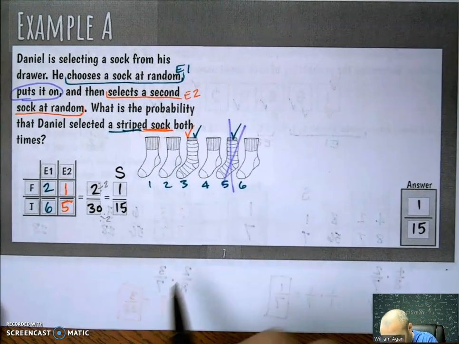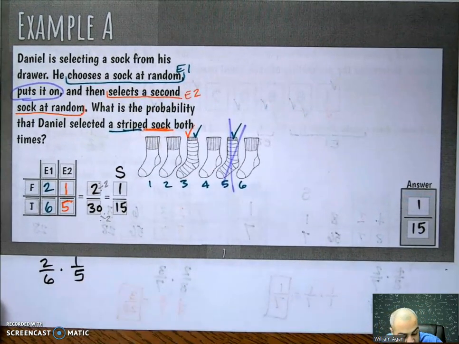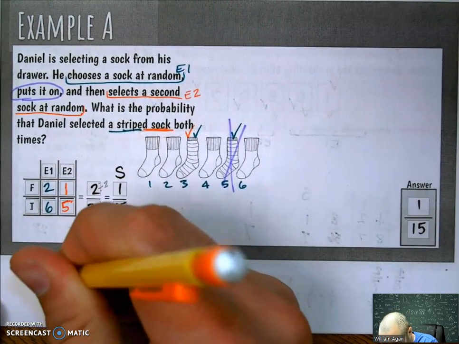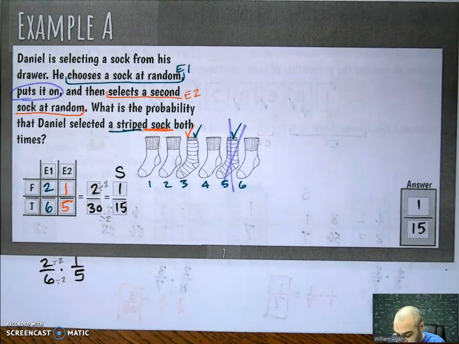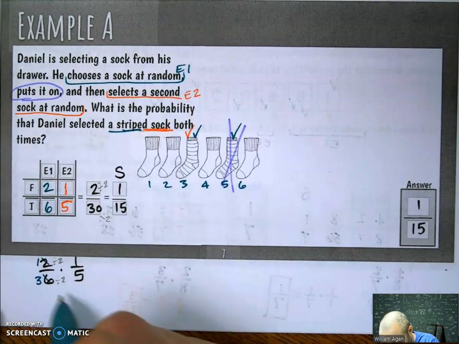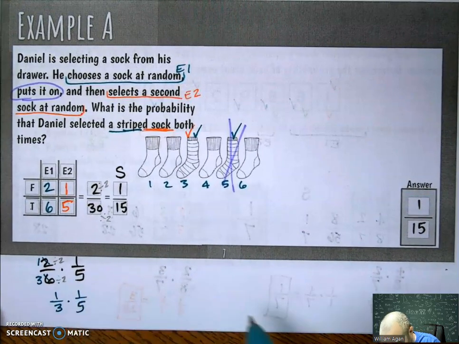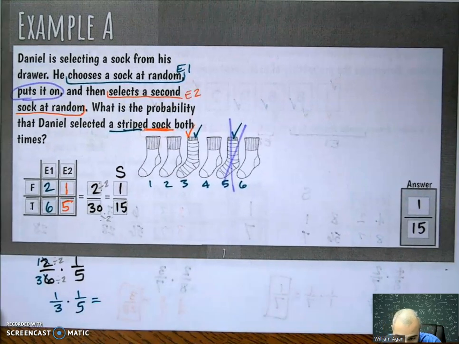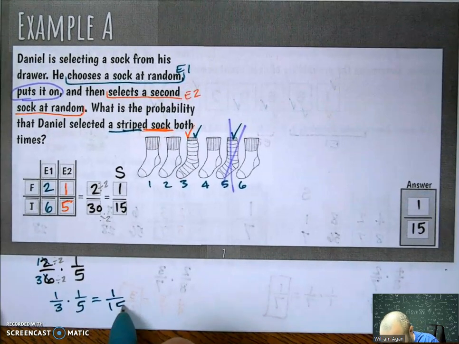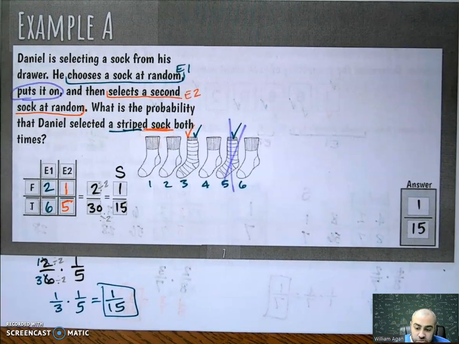Now, let's do it the other way. Simplify before you multiply. 2 over 6 times 1 over 5. Okay, I see 2 and 6 are both divisible by 2. Okay, 2 divided by 2 gives me 1, and 6 divided by 2 gives me 3. So, now I have 1/3 times 1/5. There's nothing else that I can simplify, so multiply straight across. I get 1 times 1, which is 1, over 3 times 5, which is 15. The exact same answer I got over there. Okay, go ahead and do your turn.